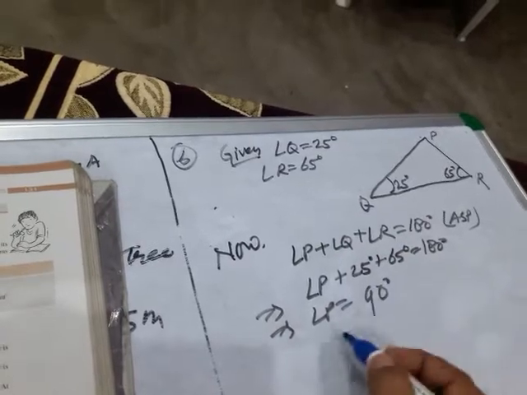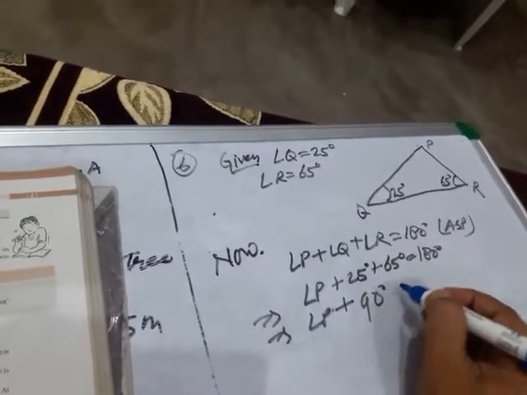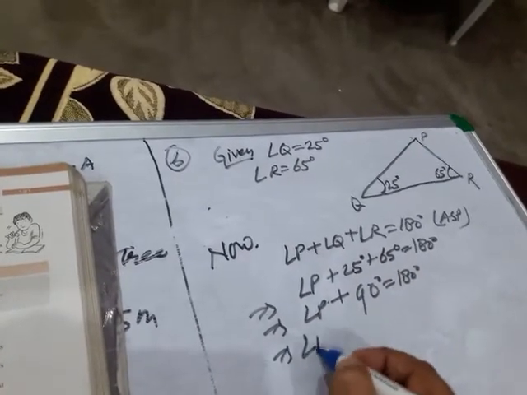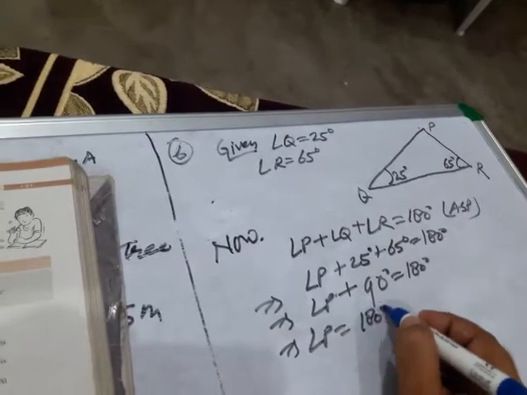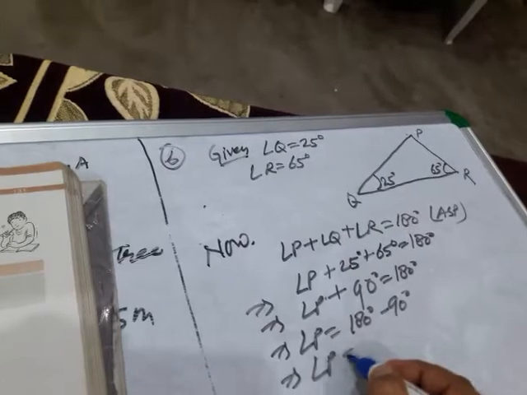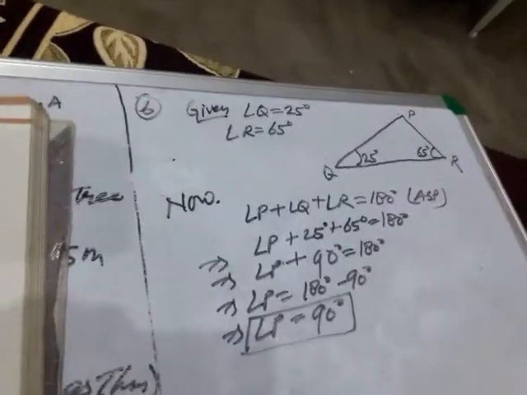So angle P plus 90 degrees equal to 180 degrees. This implies that angle P equal to 180 degrees minus 90 degrees, so angle P equal to 90 degrees. So angle P also you have found out. Angle P is found out to be 90 degrees.